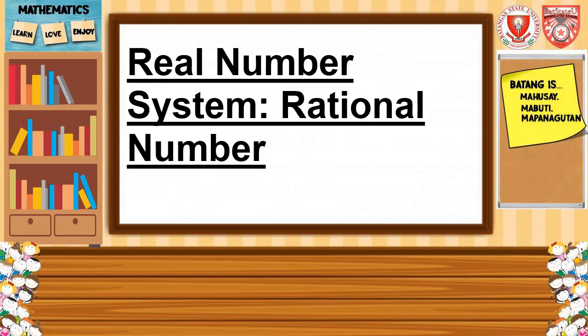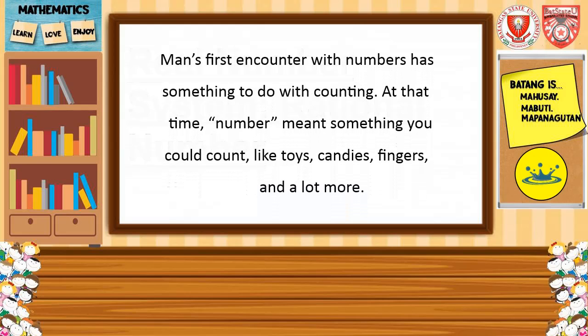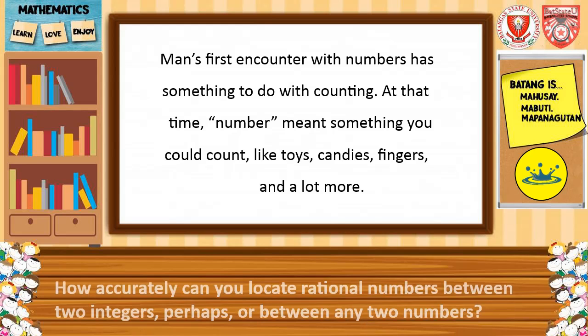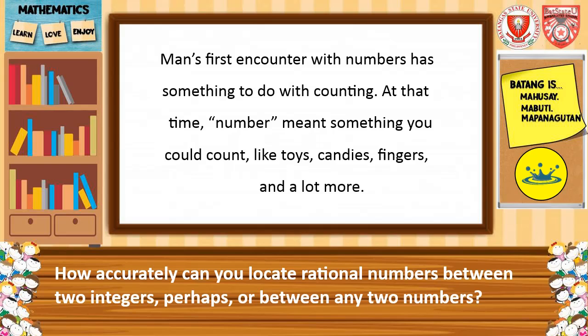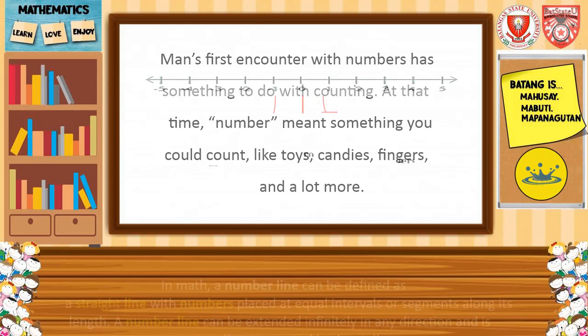Real number system. Focus: rational numbers. Man's first encounter with numbers had something to do with counting. At that time, a number meant something you could count, like toys, candies, fingers, and a lot more. How accurately can you locate a rational number between two integers, or between any two numbers?